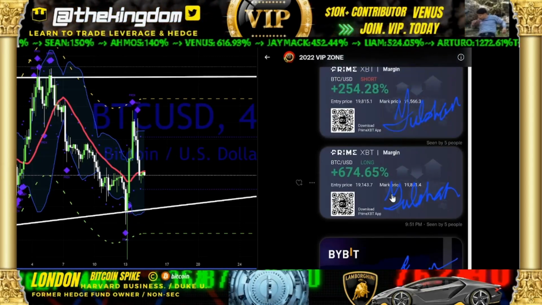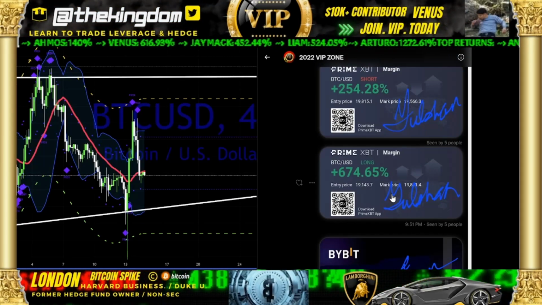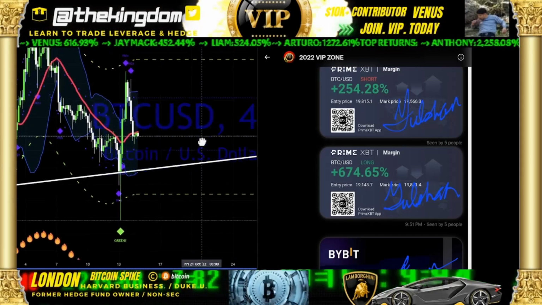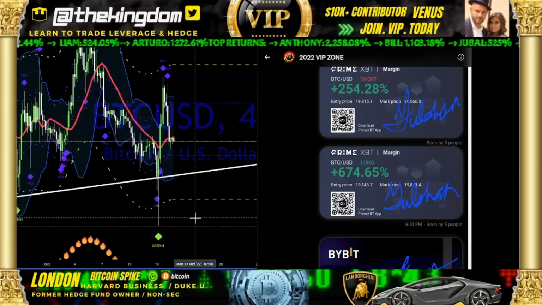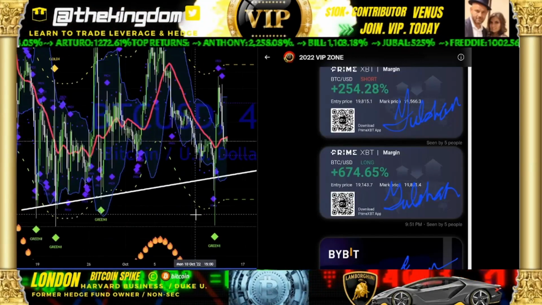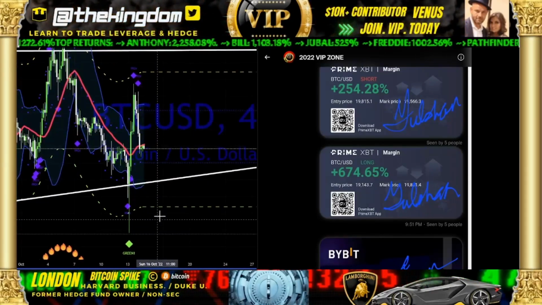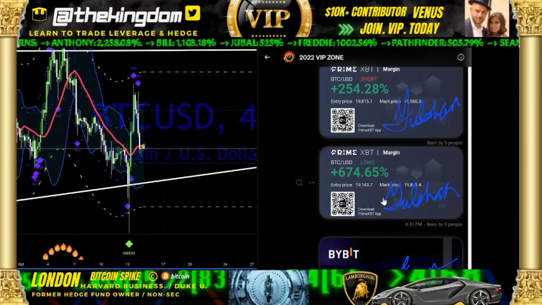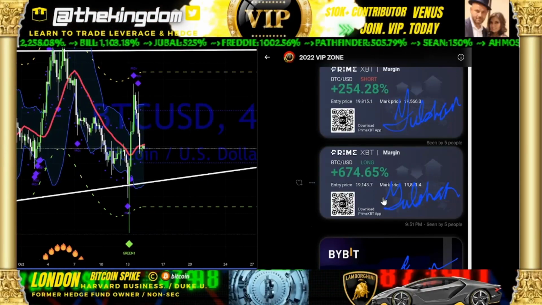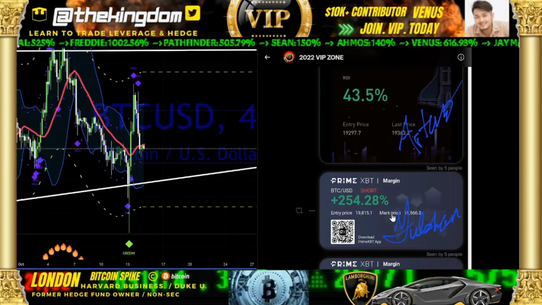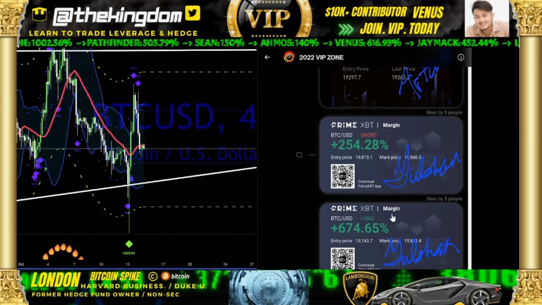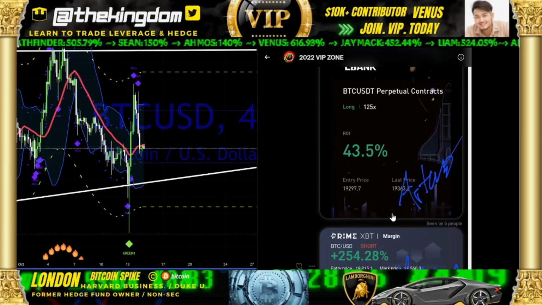Congratulations, Gulshan, on a 674% long. Boom. That was a beautiful pickup as well, right on the line. You guys caught that yesterday? It was just beautiful in terms of that pickup yesterday with the volatility surrounding the CPI. Gulshan at 674%, hitting it on the long side. Then, guys, check this out. 254%. He caught the short as well. Way to go, Gulshan. Way to trade, my man. Good job, Gulshan.